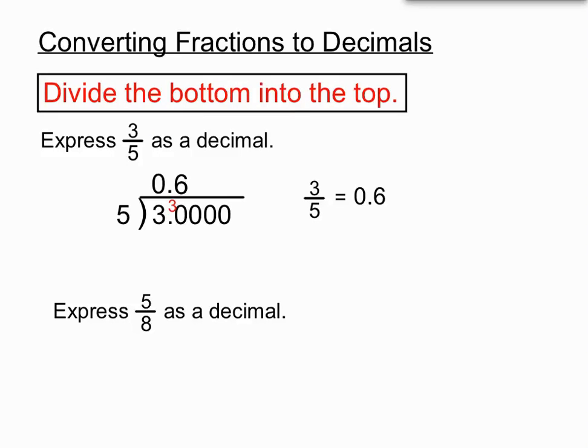Express 5 over 8 as a decimal. Okay, so the rule is divide the bottom into the top. We'll set it out carefully. Well, the 8 is dividing into the 5. Once again, I've written the 5 with lots of zeros after it, just so I can set it out clearly, make it easier for myself. Okay, 8 goes into 5, not at all. Our decimal point goes straight above where it was in the question.